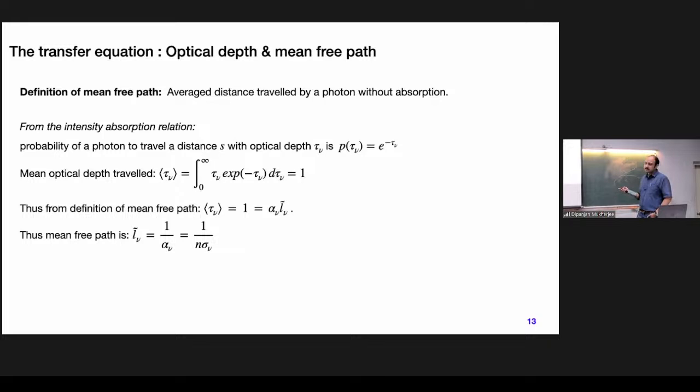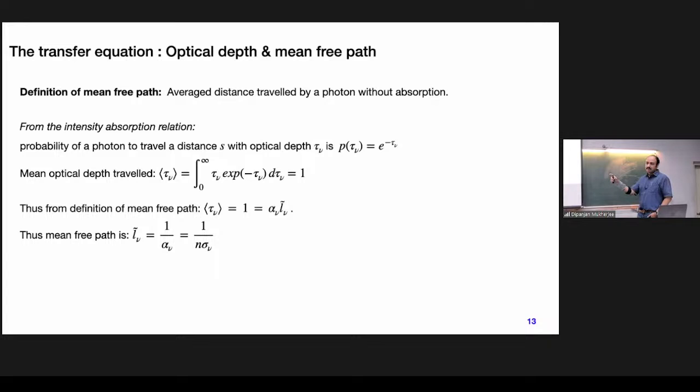Now you relate this mean tau to the mean length over which the absorption will take place. You know what alpha nu is. Again, as I said, don't fret about the spatial dependence of alpha nu. I'm talking about a small region of space over which alpha nu is constant. So tau nu is alpha nu times L nu bar. L nu bar is the mean free path. By definition, the mean free path in terms of optical depth is the distance traveled along the range after which the photon will get absorbed.